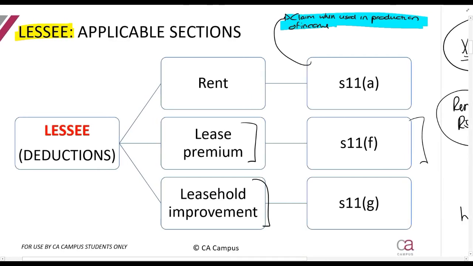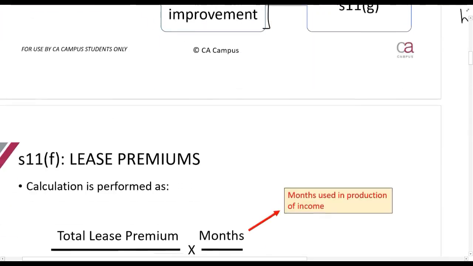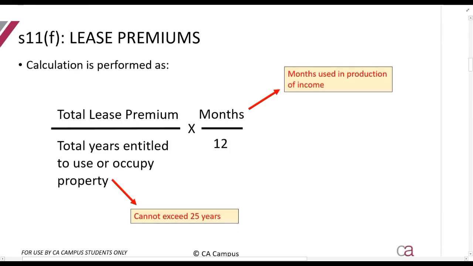So we're going to look at how to claim these different ones. So rent, easiest, general deduction formula. Section 11F, the lease premium. So this is where you have to pay that premium amount.